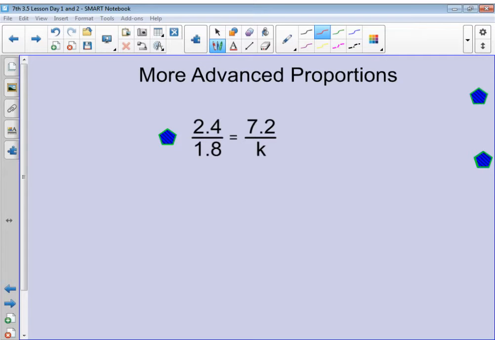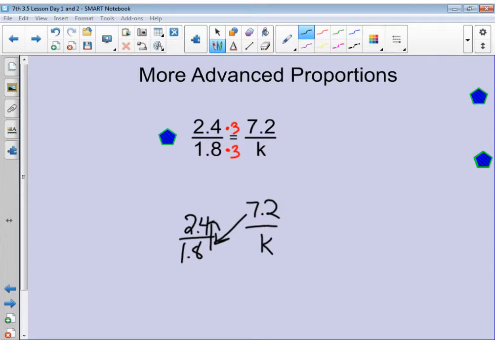We could say, well, 2.4 times 3 would give us 7.2, so then times 3. Or the other method we can use is 7.2 times our bottom number over here of 1.8, and then divide by the third number of 2.4. It should give us the same number. So let's see, 7.2 times 1.8, and then we'll divide that by 2.4. And when we do that, we get 5.4 for K. We would have gotten the same thing if I had just checked this.